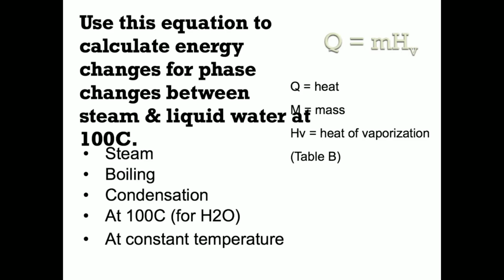The final equation we will use is Q equals mHV. HV is one value, and it's the heat of vaporization of water. It is found on reference table B. Here, we're going to look for keywords like steam, boiling, condensation, 100 degrees Celsius, or a constant temperature.